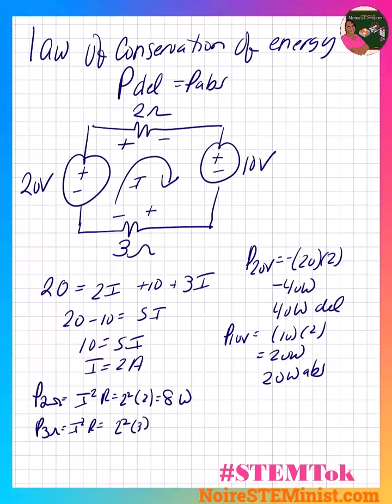So now we sum the power delivered and the power absorbed. Power delivered is 40, and power absorbed is 8 plus 12 plus 20, which is also 40.